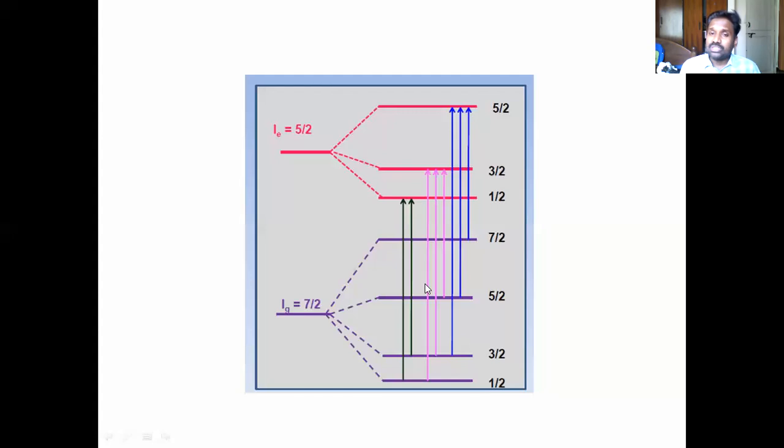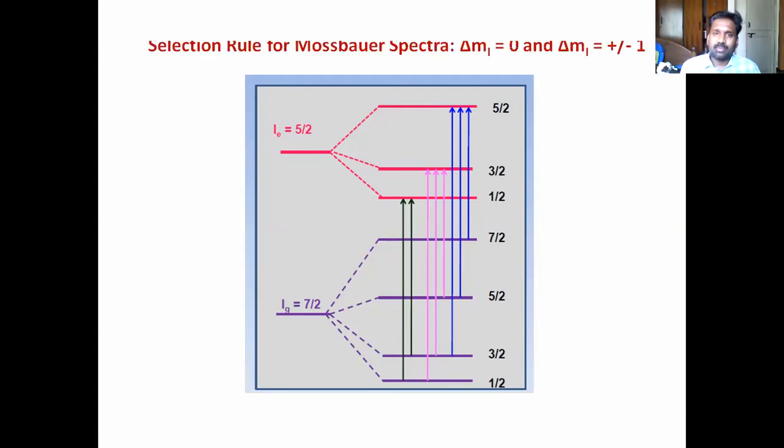So totally, how many transitions are possible for a nucleus with the ground state I equal to 7 by 2 and excited state I equal to 5 by 2? 1, 2, 3, 4, 5, 6, 7, 8 transitions are possible. So now you see all transitions start from the ground nuclear energy level itself. But there is a restriction on the number of transitions, given by the selection rule, basically. So what is the selection rule for Mossbauer spectrum? Delta mI can be 0 or plus or minus 1.